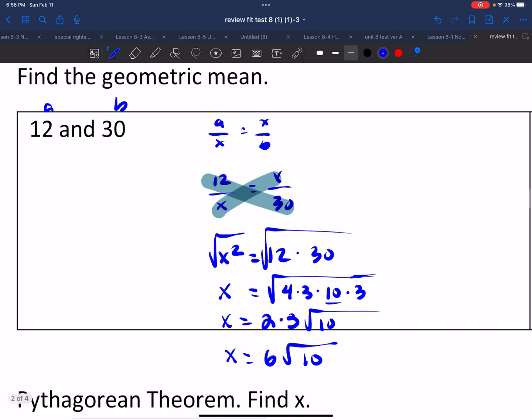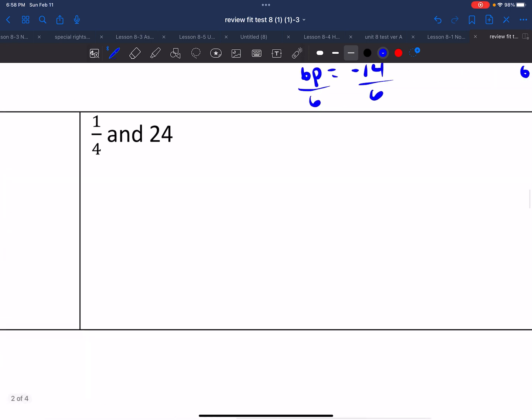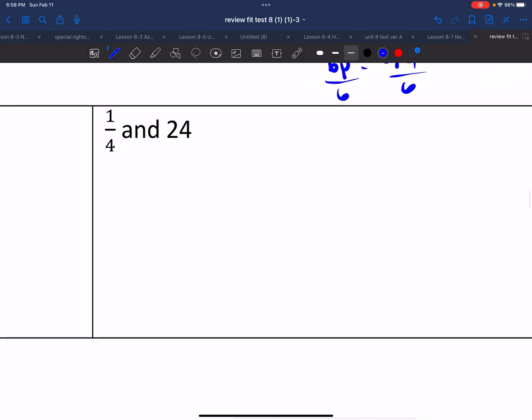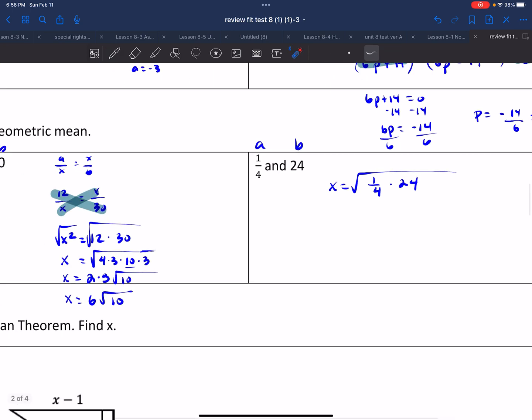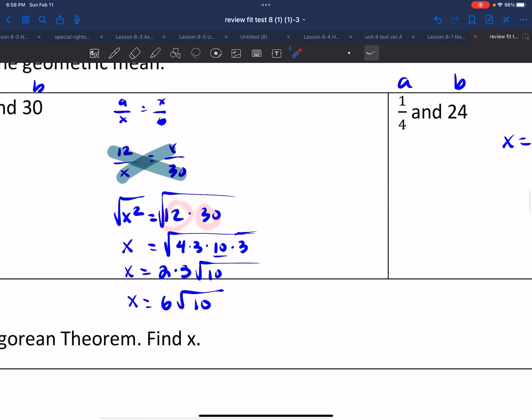Okay. Hopefully you got that. And then over here, we have to find the geometric mean between 1/4 and 24. So I'm going to go ahead and shortcut this. It's x equals the square root of a times b. So here's a, this is b. So 1/4 times 24.